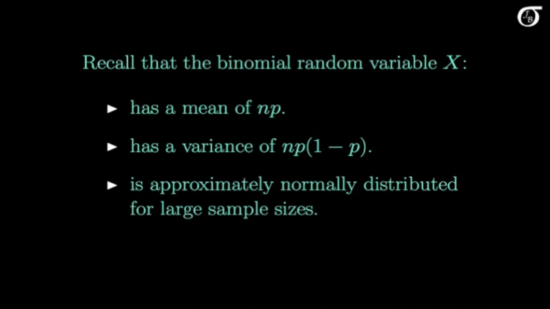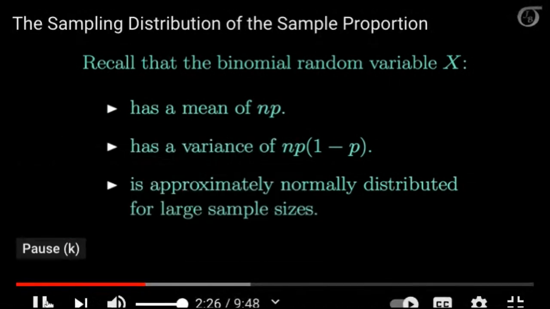Okay. We're going to use these characteristics to derive the characteristics of the sampling distribution of p hat. I just want to remind you about these facts. They're the same because it's for a binomial random variable, x in this case for a sample proportion. It has a mean of n times p. It has a variance of np times 1 minus p, and is approximately a normally distributed curve for large sample sizes.